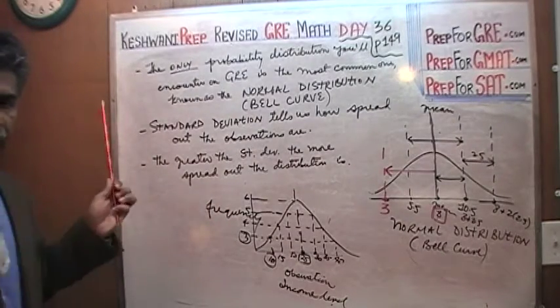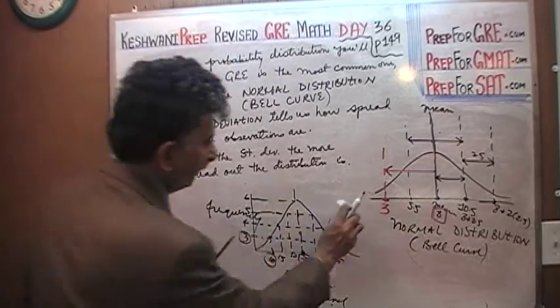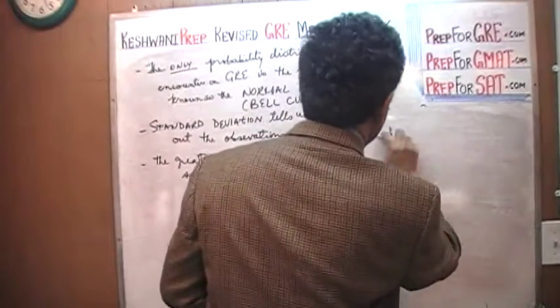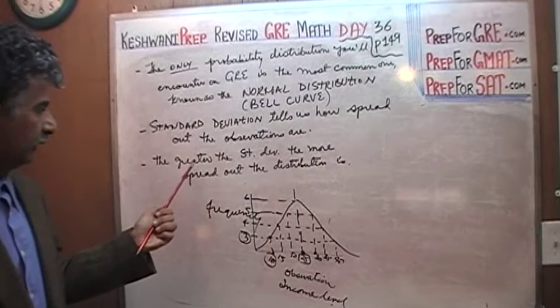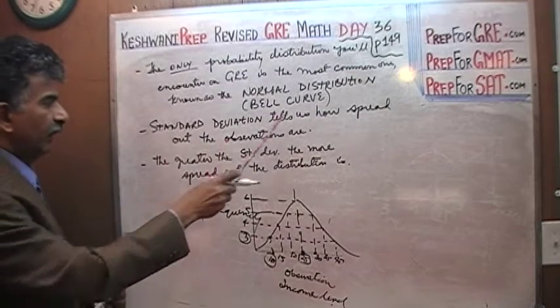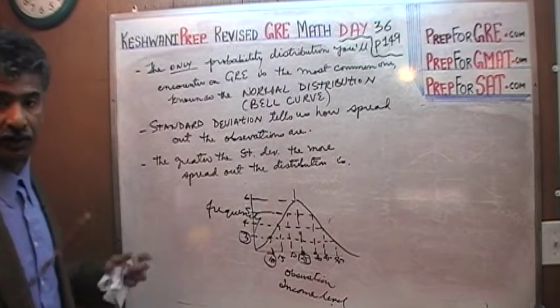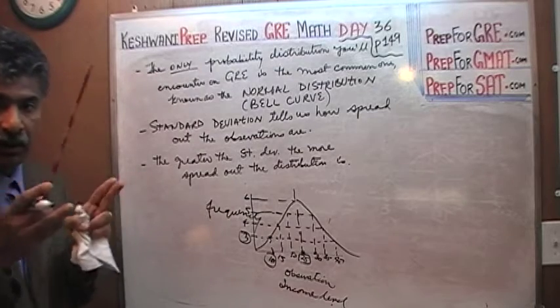Standard deviation tells you how spread out the observations are. So I'm going to redraw this thing. Let's arrange this part here. And I'm going to show you 3 scenarios where it will drive the point home. I'm going to read it one more time. The standard deviation tells us how spread out the observations are. The greater the standard deviation, the more spread out the observations are. The smaller the standard deviation, the more clustered the observations are around the mean.